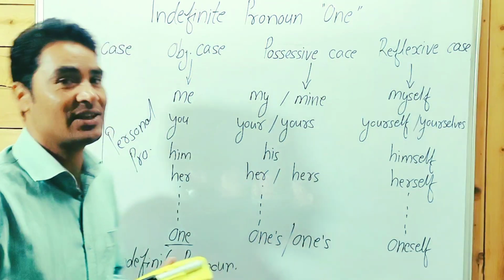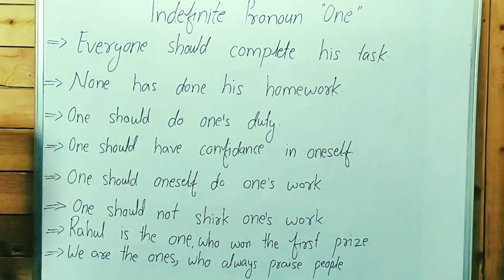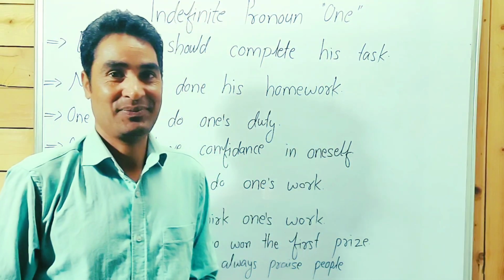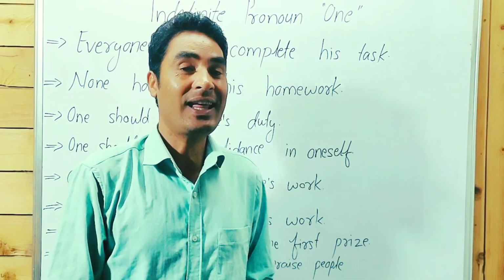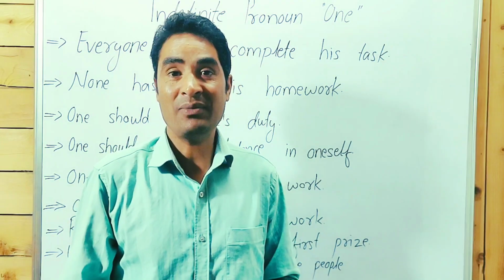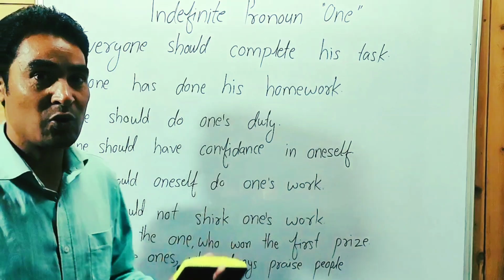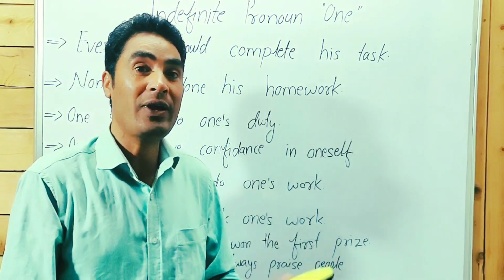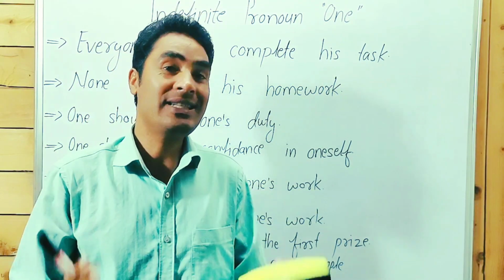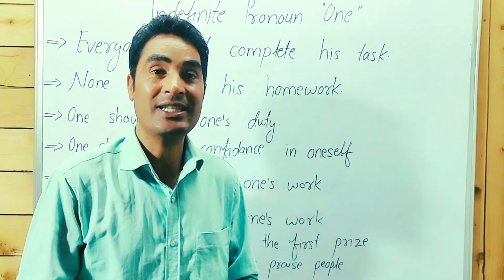Let me write some examples. Have a look at the word. Here are some examples. Everyone should complete his task. Guys, as I told you in the very last video, everyone, everybody, nobody, no one, someone, something, all these are indefinite pronouns. Indefinite pronouns follow masculine gender. When we have to write possessive case, we write his. We use masculine gender. Why? Because indefinite pronouns don't refer to a particular person.